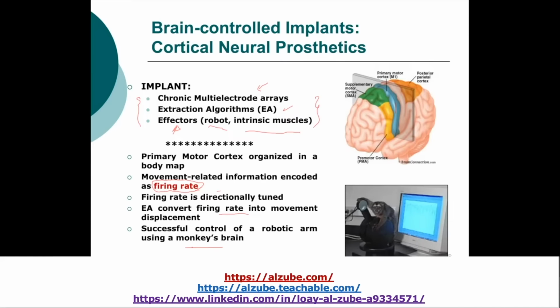As the monkey moves, the robot arm also moves similar to how the hand of the monkey is moving. So we proved that this is functional, and it has a lot of potential. It's still in trials, but it's a promising technology.